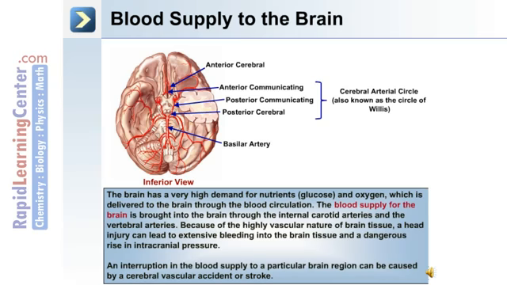The brain has a very high demand for nutrients such as glucose and for oxygen. This is delivered through the blood circulation. The blood supply for the brain is brought into the brain through the internal carotid arteries and the vertebral arteries. Because of the highly vascular nature of brain tissue, a head injury can lead to extensive bleeding into the brain tissue and a dangerous increase in intracranial pressure. An interruption in the blood supply to a particular brain region can be caused by a cerebrovascular accident or stroke.